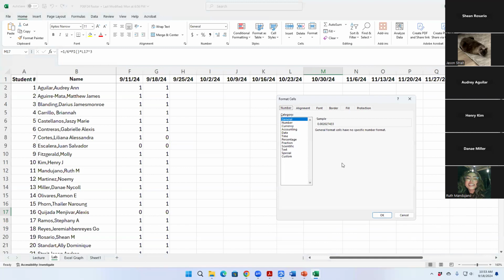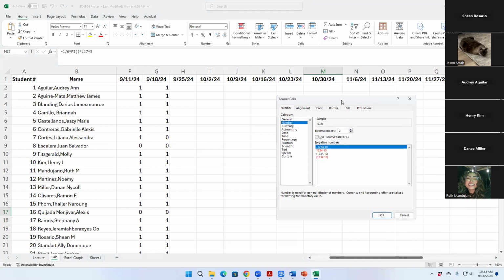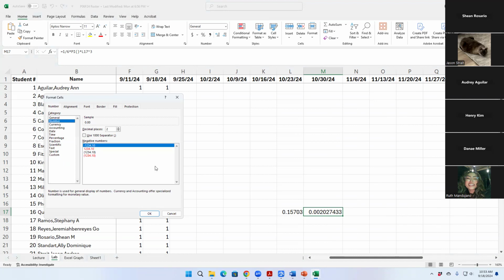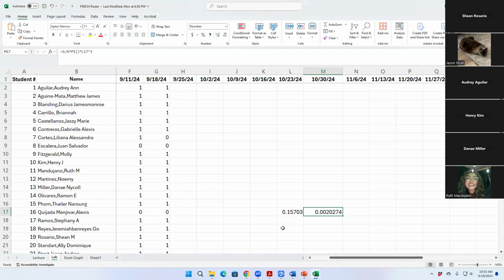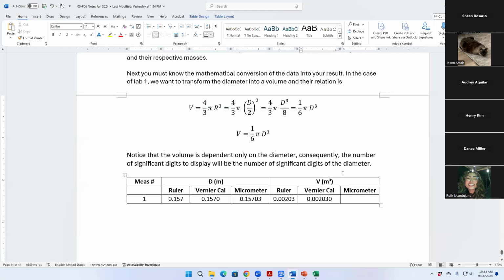Okay, let's go to format cell number. How many decimal places am I supposed to have? 1, 2, 3, 4, 5, 7 decimal places. Let's see if that's what it is. Yeah. 1, 2, 3, 4, 5. Okay, 0.00202274. That's the right way of displaying the measurements that I used above.